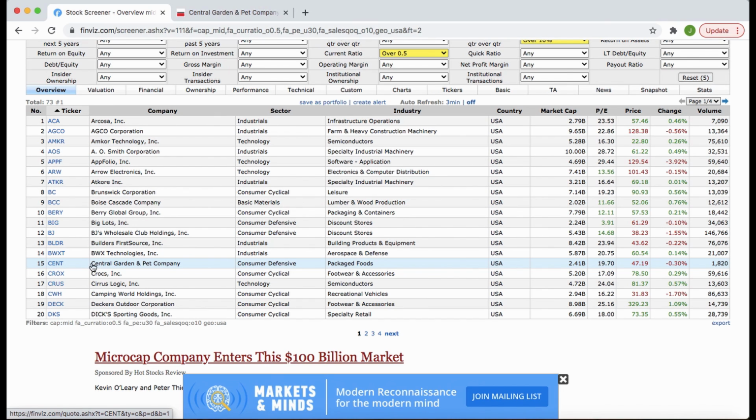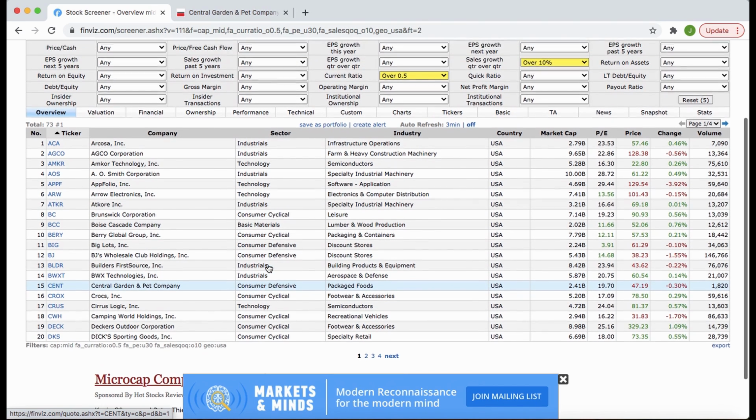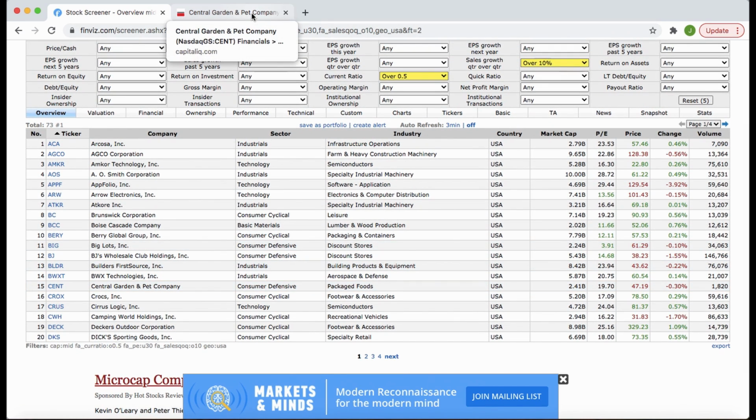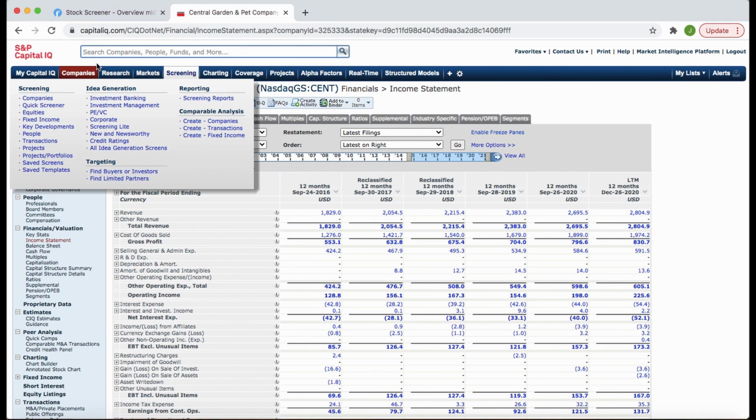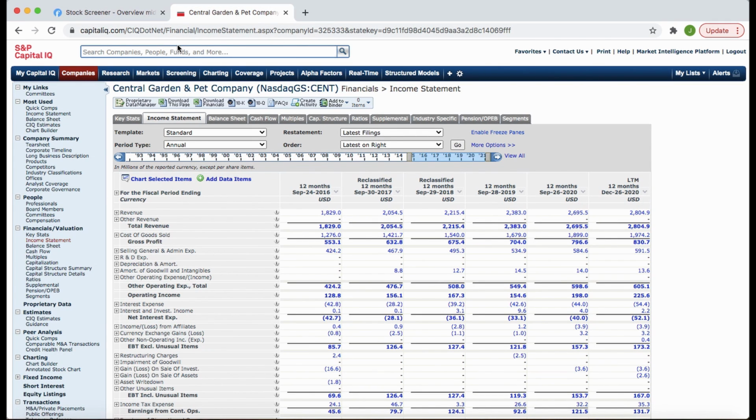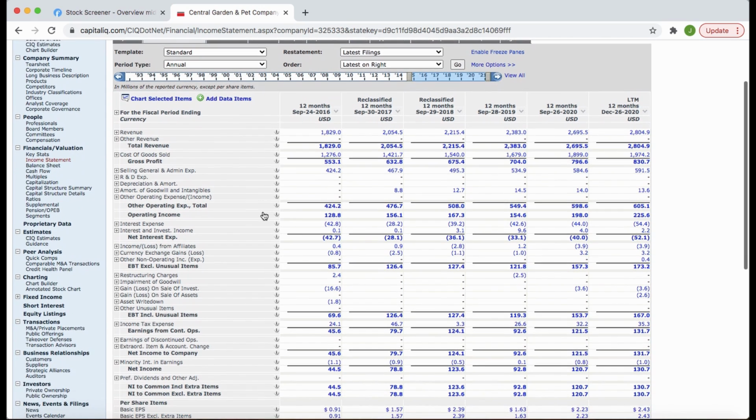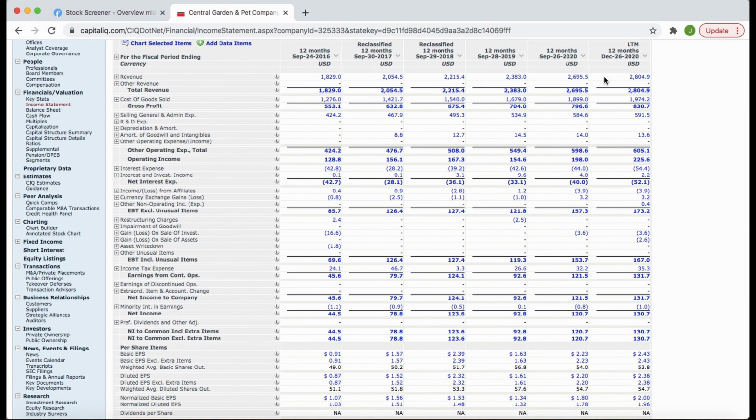For example, I'd look at Central Garden & Pet Company. They fit the requirements that I wanted to put in, so okay, I'll look at it a little more. Here I go to Capital IQ. You can go to Yahoo Finance, which is free, or any other financial website where you can look at their financials. Or you can just go to their investor relations page if you want. Going to their income statement, I can see the revenue's growing. That's great. This is just a quick glance.